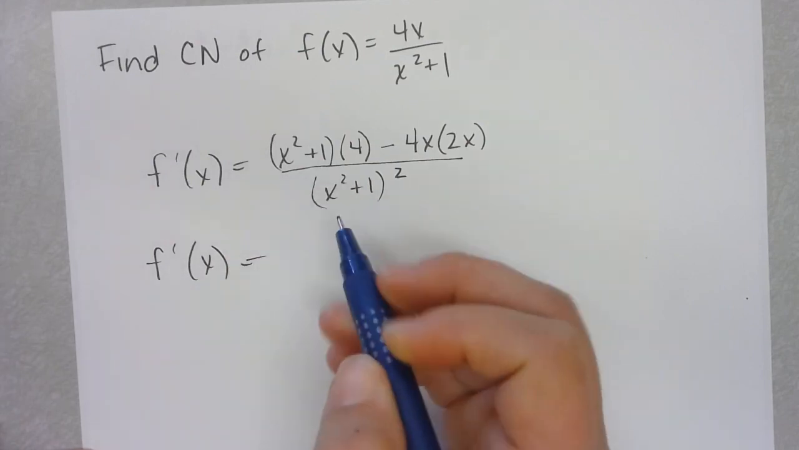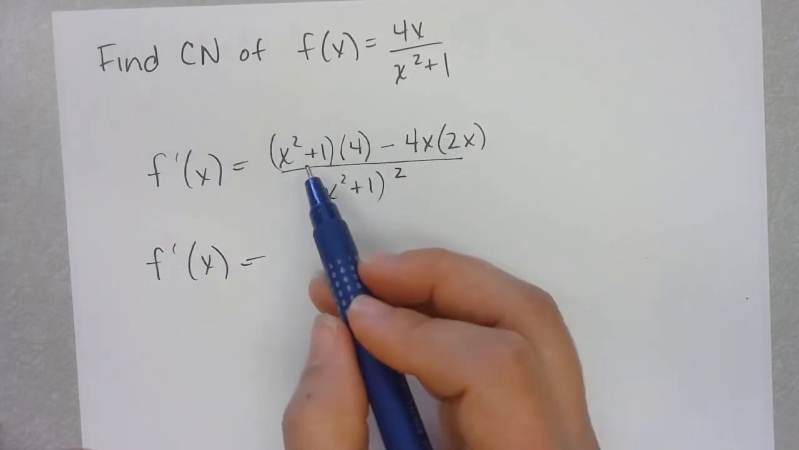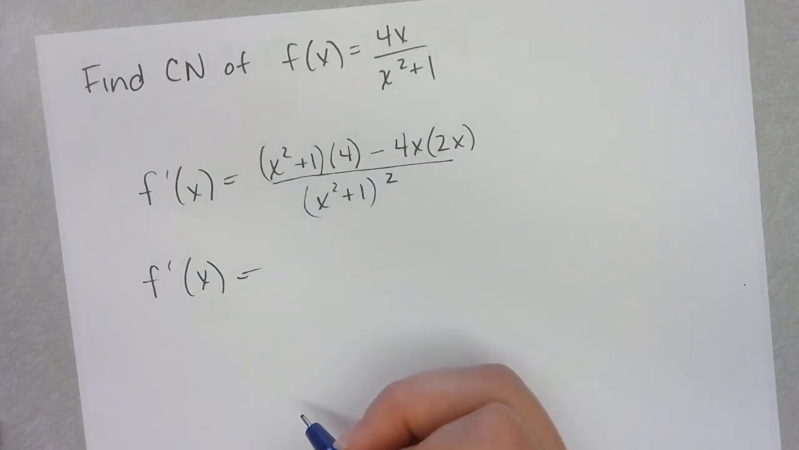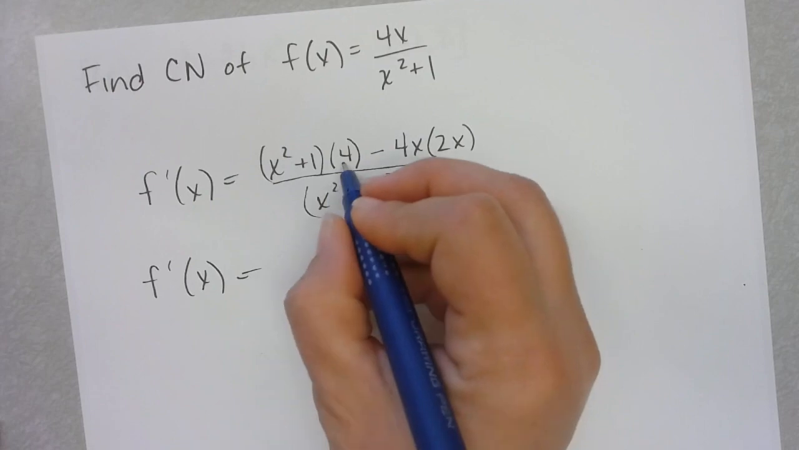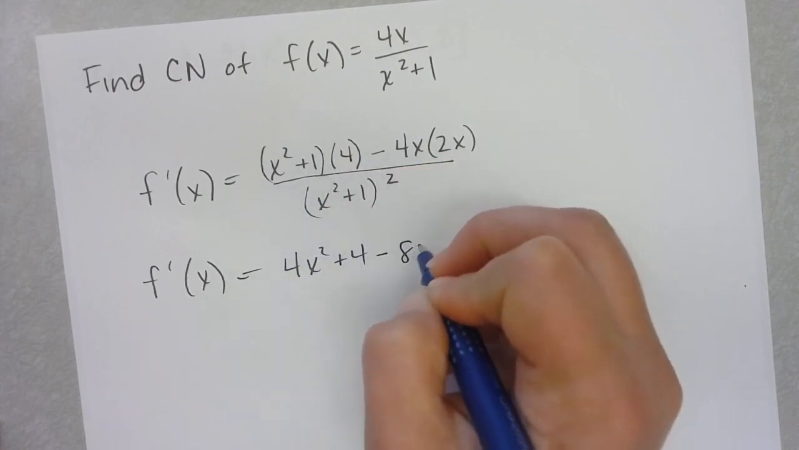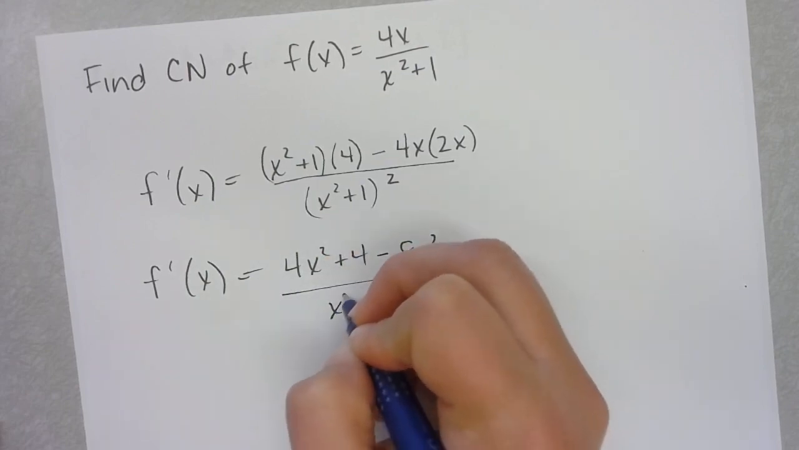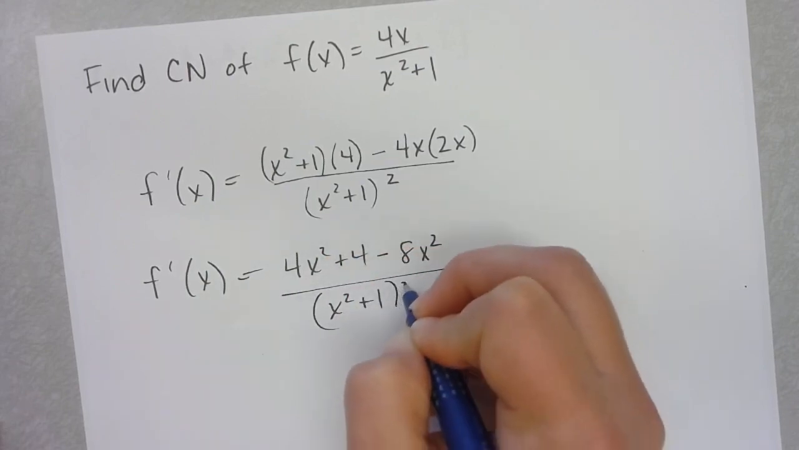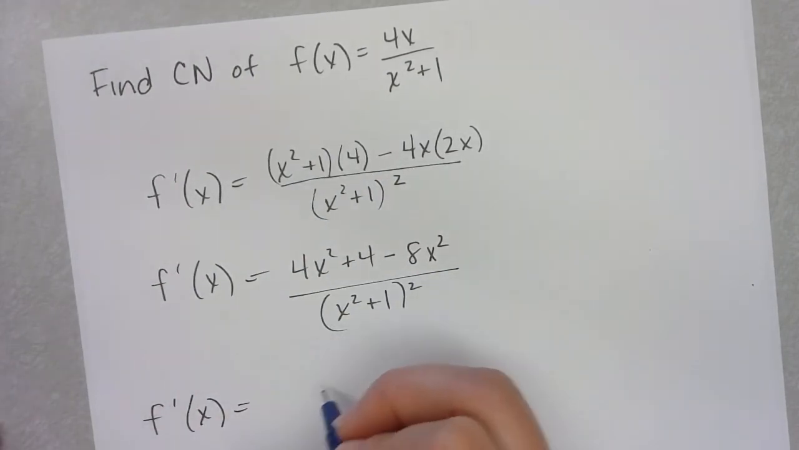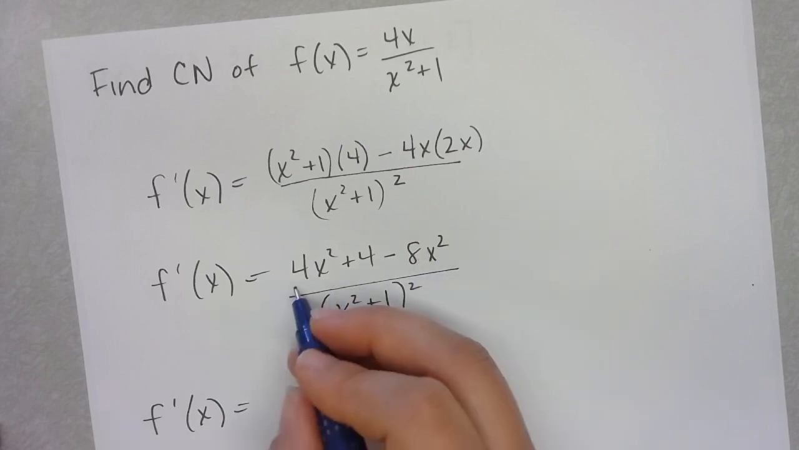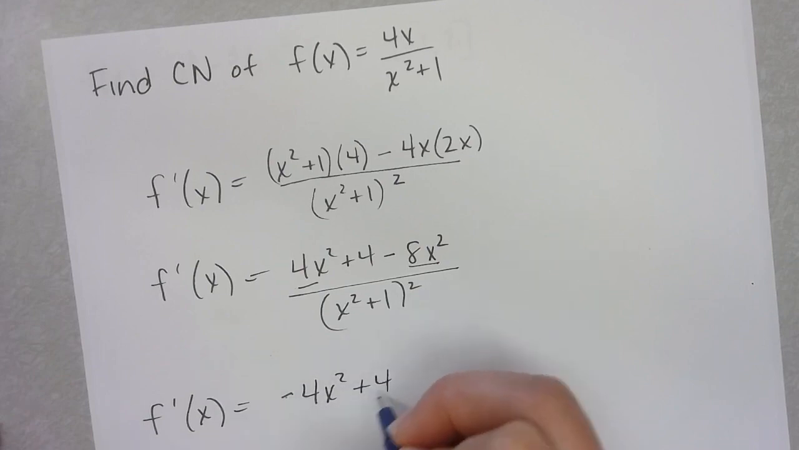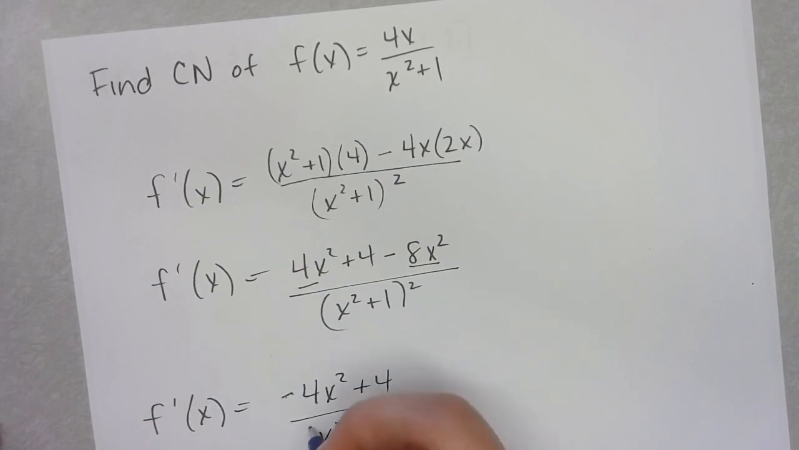All right, so let's clean up the top again. We never ever multiply out the denominator here. We always just leave it. But we will clean up the numerator because I want to know where f prime is equal to 0. So I multiplied through the 4, and I'm going to get 4x squared plus 4, and then this will be minus 8x squared. All right, so f prime of x, let me just clean it up one more step. These are like terms here and here, right? So I have negative 4x squared plus 4 over x squared plus 1 quantity squared.